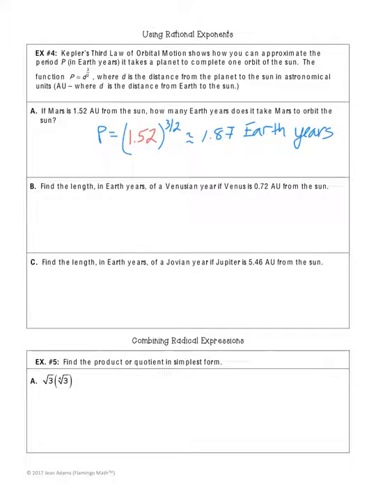Then part B says, find the length in Earth years of a Venusian year if Venus is 0.72 AUs from the Sun. So we're just going to use the same thing. So pause the video, plug it in, get your answer, and then restart the video. So again, we're going to use P equals, and the distance that Venus is from the Sun is 72 hundredths AUs to the 3/2. So if you plug that into your calculator, you're going to get approximately 0.61, so 61 hundredths Earth years.